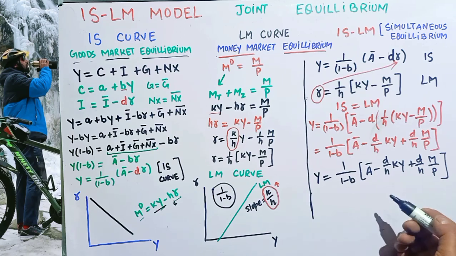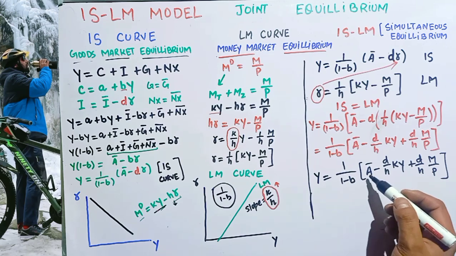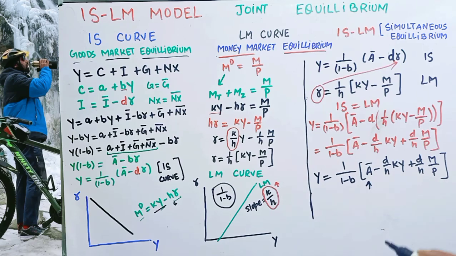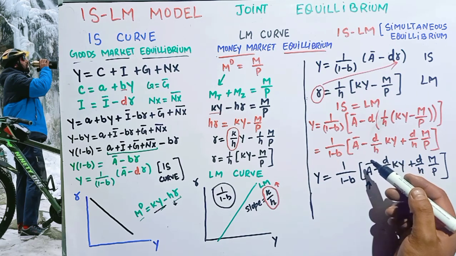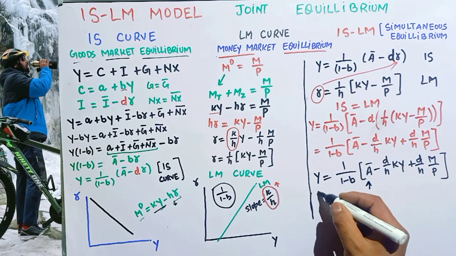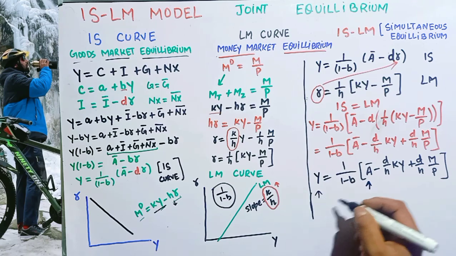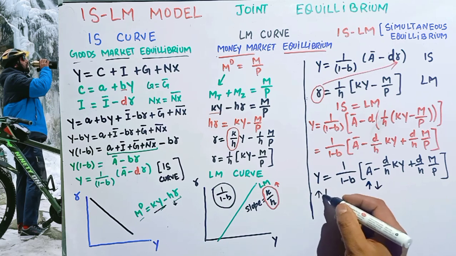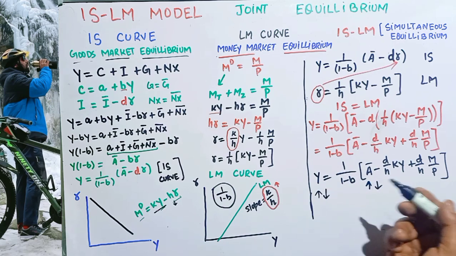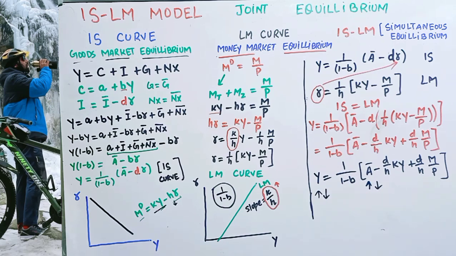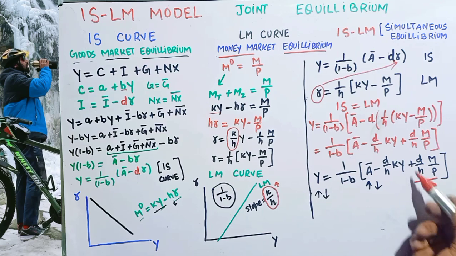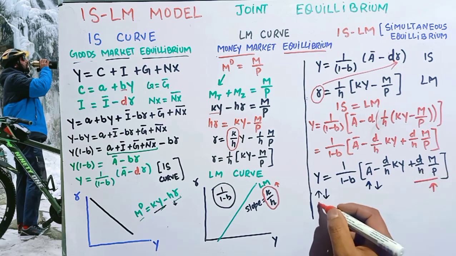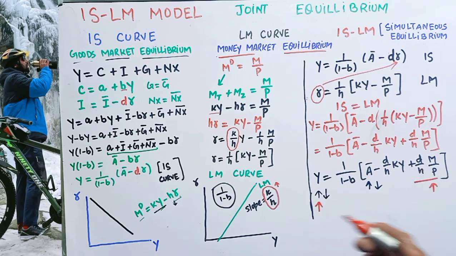Second thing is, higher the autonomous expenditure, if this a is greater, higher will be the equilibrium level of income. And obviously, lower the autonomous expenditure, lower will be the equilibrium level of income. Third point is that the greater the money supply, because we have positive sign here, greater will be the equilibrium level of income.